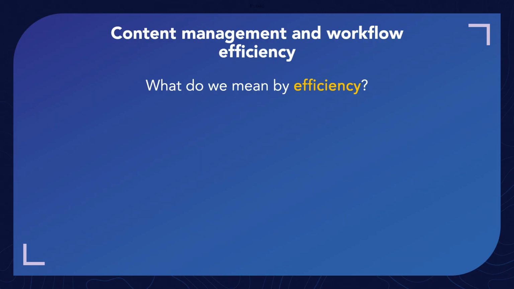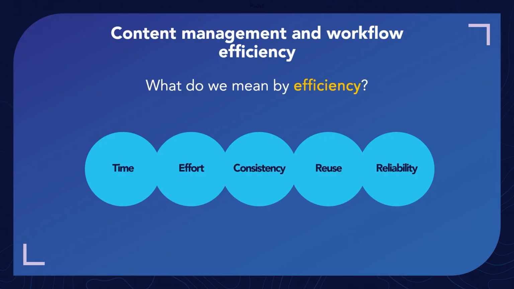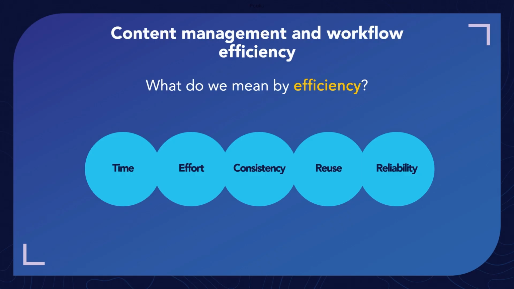So we first wanted to start off by addressing what we mean by efficiency. We all know what these words on the screen mean, but what are we referring to when applying them specifically to ArcGIS? With time, it might be how long it takes to find, update, publish, or reuse content. Effort, how many manual steps, workarounds, or repeated tasks are involved. Consistency, do outputs look and behave the same regardless of who's created them? Reuse, can content be used once and relied on many times? And finally, reliability, do workflows work the same way every time with fewer errors?